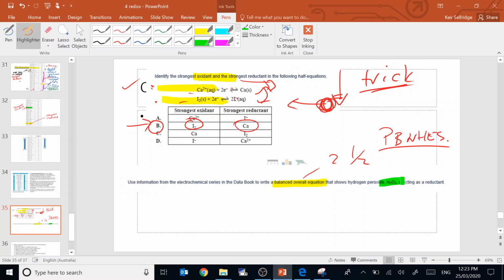It's the only thing mentioned. It's the only thing I'm aware of. It doesn't say anything in there about it being a solution. It doesn't say anything in there about it reacting with anything. Some of you might know the reaction that this stuff goes through. Normally, it says it's being a reductant. So it shows hydrogen peroxide reacting as a reductant, and it says to use the data book.